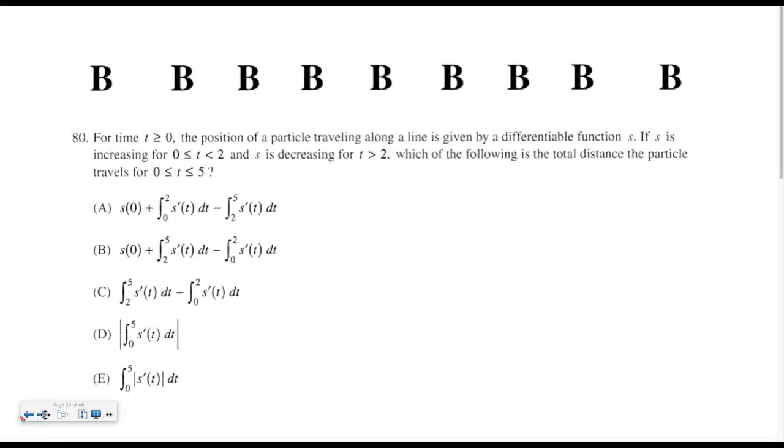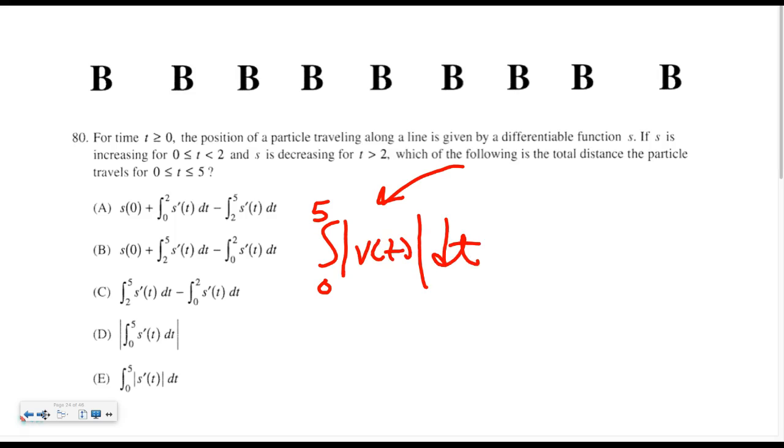Number 80 is kind of testing notational fluency and some particle motion stuff. This question's usually one of the most missed types of questions. It says for the time t, the position of a particle is given by the function s. S is increasing from 0 to 2, and s is decreasing after that. It says which of the following gives you the total distance. So you need to remember your total distance formula. You integrate across the entire way and you integrate the velocity because every time you go backwards you want it to count as forward movement.